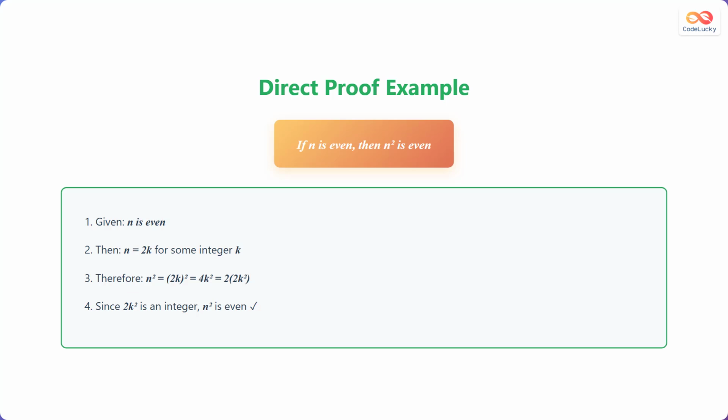Now let's square n. n squared then equals (2k) squared, which simplifies to 4k squared, which can be written as 2 times 2k squared. Since 2k squared is an integer, n squared equals 2 times an integer and is therefore even. Hence proved.